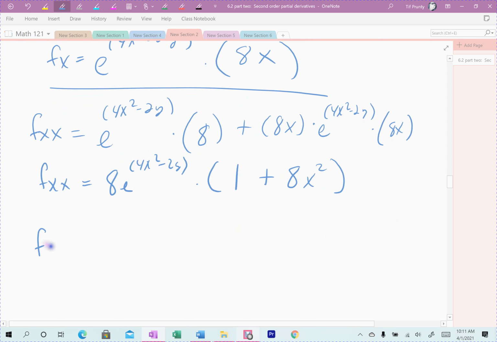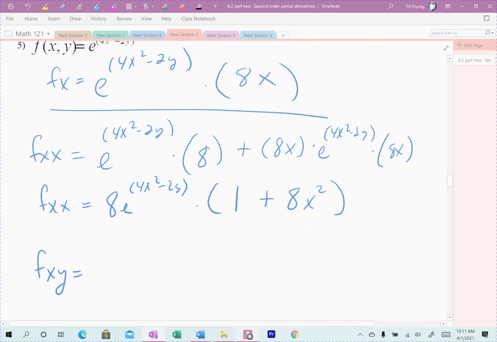Alright, now the derivative with respect to x, then y. So this time though, there's only one y term. It's in the e term, right? The 4x squared minus 2y. The only part that has a y in it is the negative 2y. The 8x is just a constant. And so this time I don't have to use the product rule. The 8x is just going to come along as a constant.